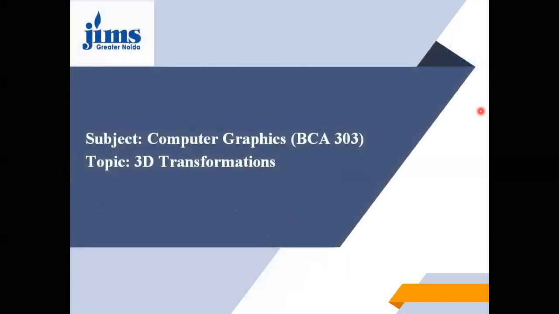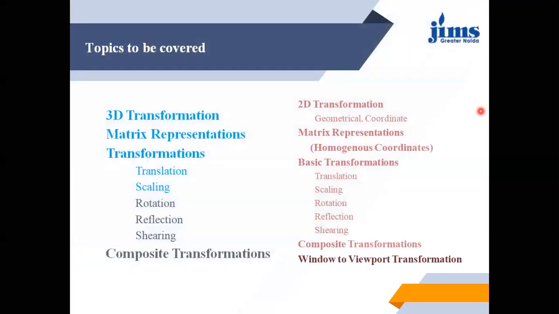Sanjeev Ponia. In the last lecture, we discussed three-dimensional transformation in computer graphics. In the first part of unit 2, we discussed 2D transformations, in which we discussed the difference between geometrical and coordinate transformation. Then we discussed how we can represent an object in the form of a matrix and how we can represent that in homogeneous coordinates.